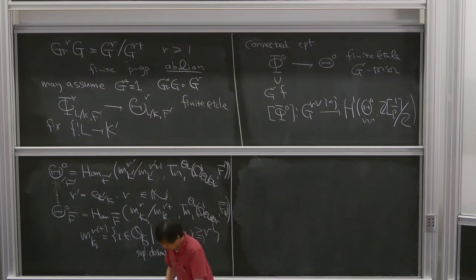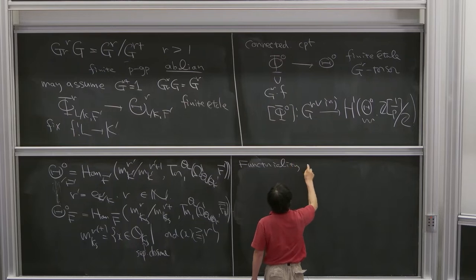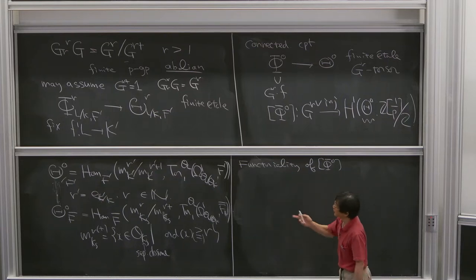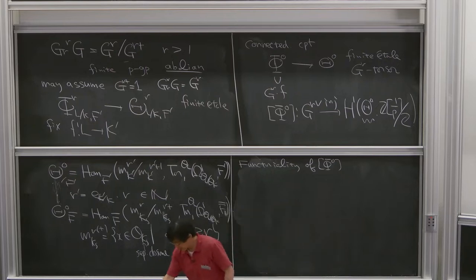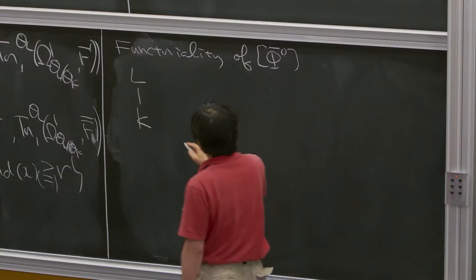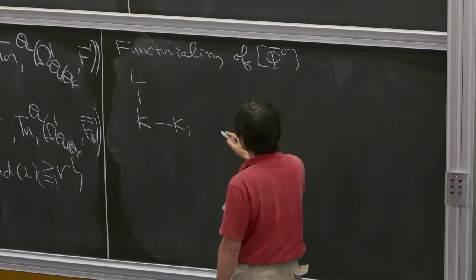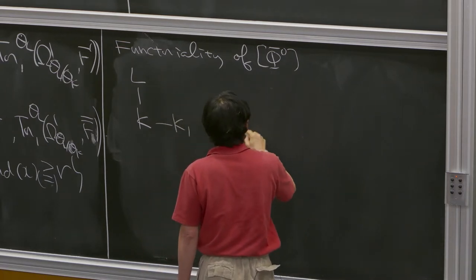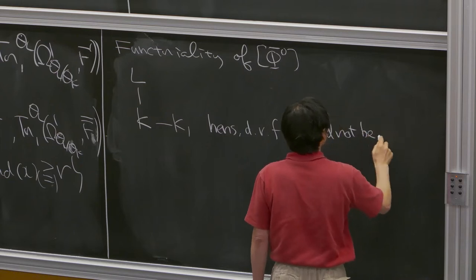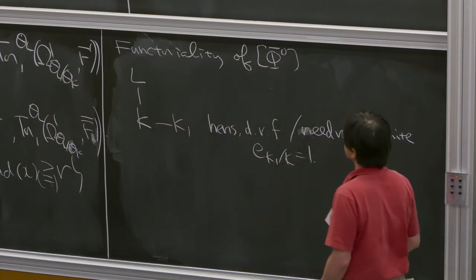Now this has a functoriality of this morphism. We use this functoriality to prove the property that this graded quotient is killed by p. How do we do that? What is this functoriality? We have our finite Galois extension, and I take some extension of this valued field, which need not be finite. For simplicity, I assume that the ramification index is 1.